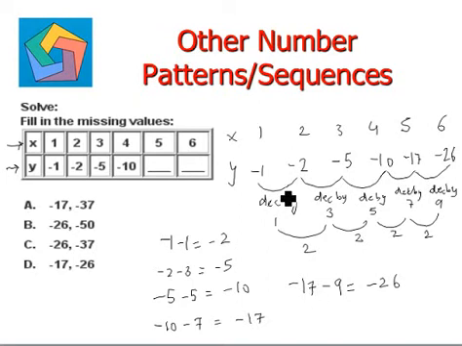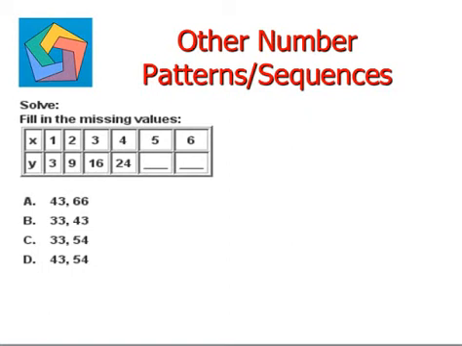So the next two numbers in the series would be negative 17 and negative 26, which can be seen in option D. Let's try out the next question. Solve, fill in the missing values. Again some values of x are given, correspondingly the values of y are given. We have to find out the values of y for x as 5 and x as 6.